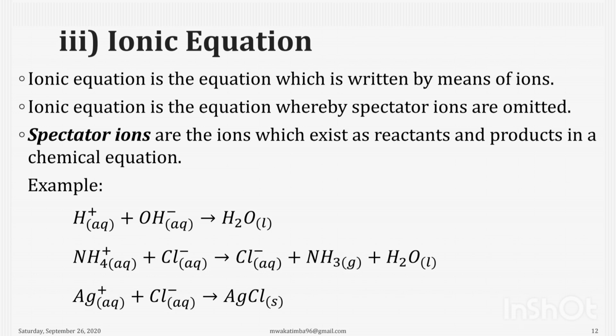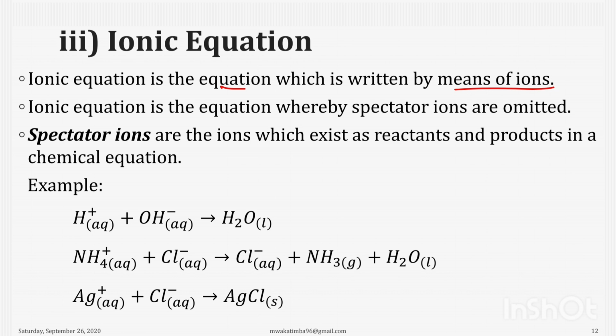So this ionic equation, we said that the ionic equation is the type of chemical equation which is written in terms of ions. It means that the ionic equation is written in the form of ions. And the ionic equation is the equation whereby the spectator ions are omitted.